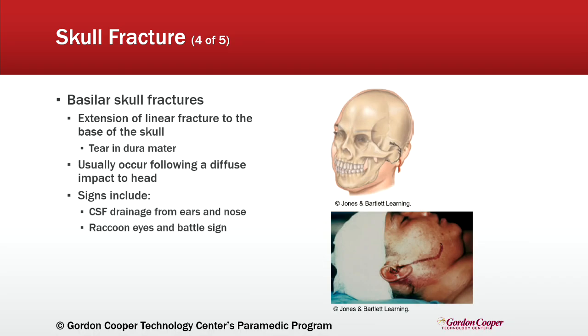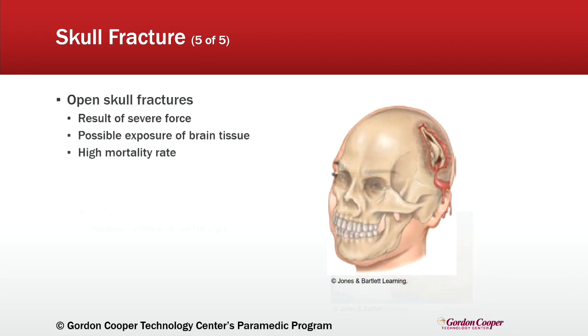Basal skull fractures happen when a linear fracture extends to the baseline of the skull, which can cause a tear in the dura mater. These fractures are associated with high energy trauma, but typically result from widespread impact to the head. Open skull fractures are the result of severe forces that are often associated with trauma to multiple body systems. These expose the brain tissue, and because of this, they have a much higher mortality rate.